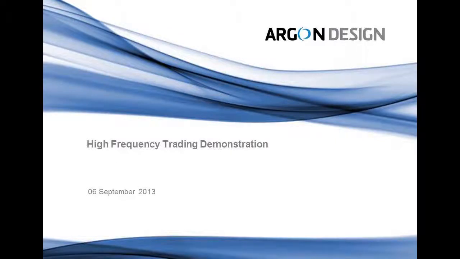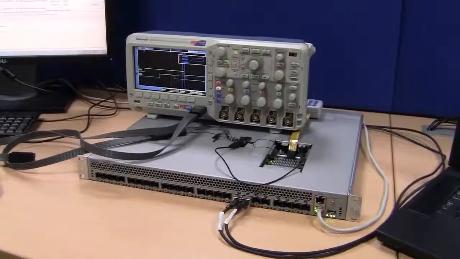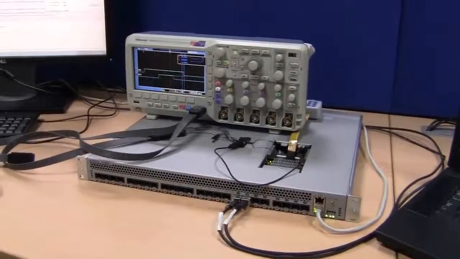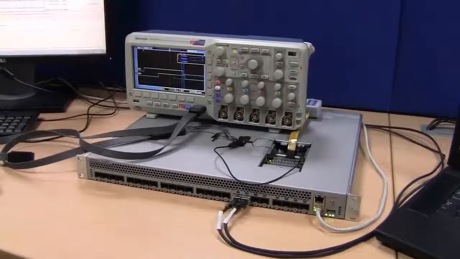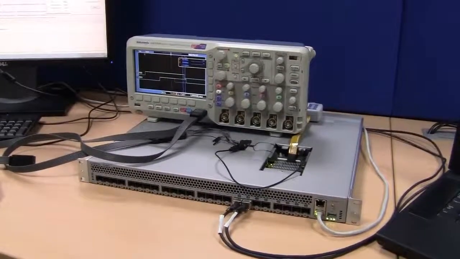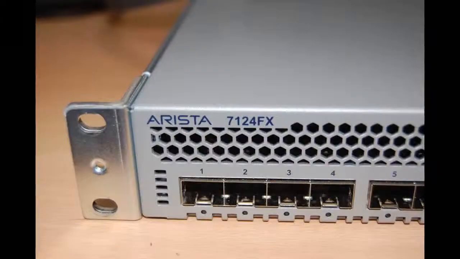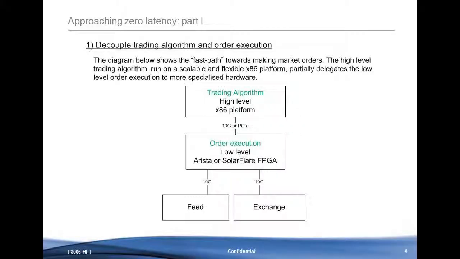Welcome to the Argon Design high-frequency trading demonstration. We are using an Arista network switch as a trading execution platform. We will show how the switch makes market orders based on market information with end-of-packet to end-of-packet response times of about 170 nanoseconds. The FX switch from Arista is unconventional because it contains an FPGA that has direct, hardware-level access to the last 8 of its 24 10 gigabit ports. We are currently using 2 of these ports.